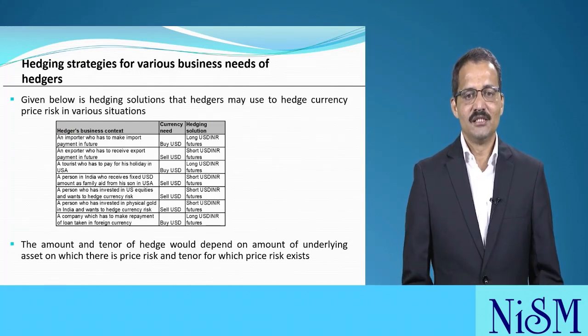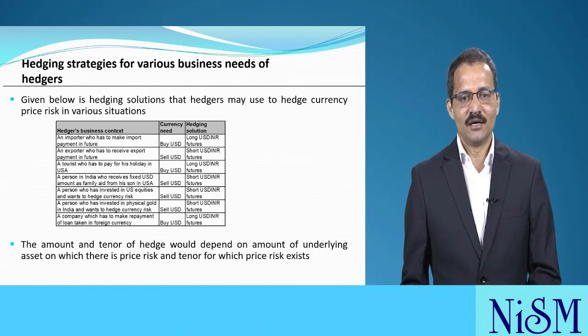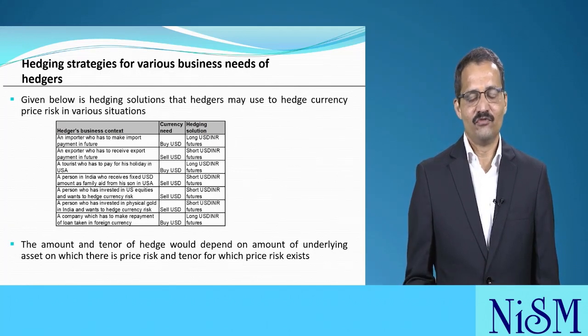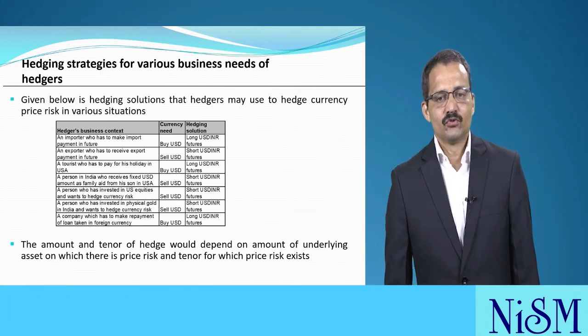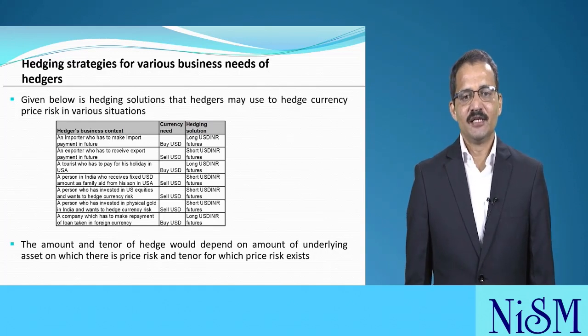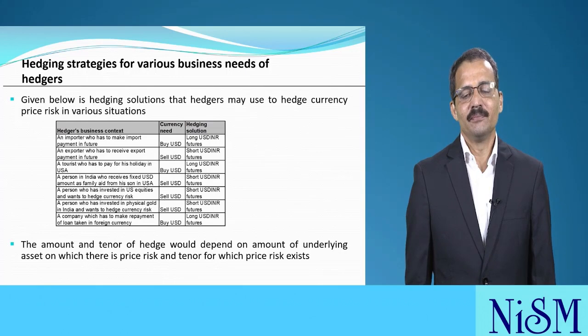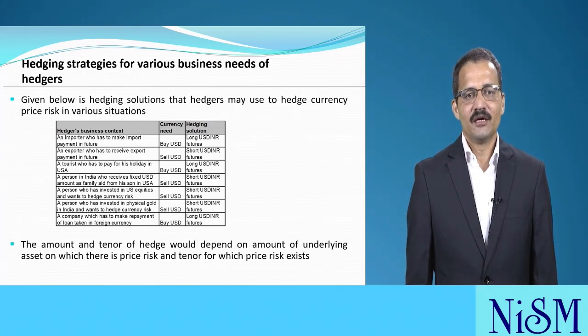The hedging amount, hedging underlying and the tenor will depend upon your need. If you want to have an import after 3 months, then you will buy a future of 3 months and so on. So your hedging will depend upon what your underlying asset is and what the time period is. For example, if an importer has to make an import payment after 3 months, then he will basically go long on a 3 months future contract.